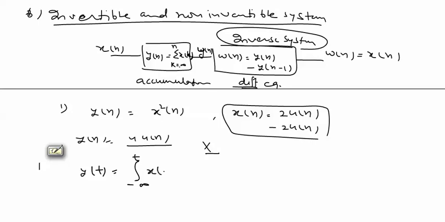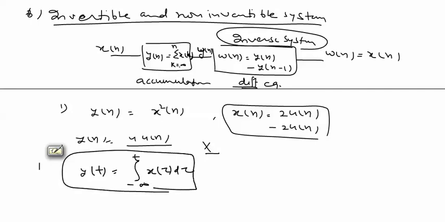For an invertible system, y(t) equals the integral of x(tau) d tau. It is an integration. What is the meaning of integration? It means area calculation from minus infinity to t. It is a unique quantity. For invertible, it should be unique.